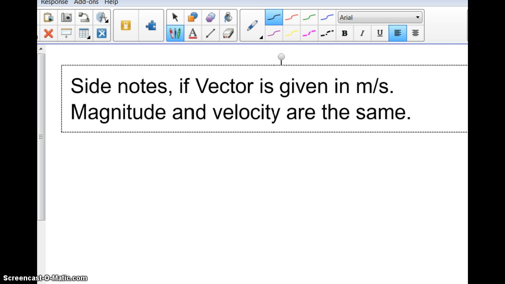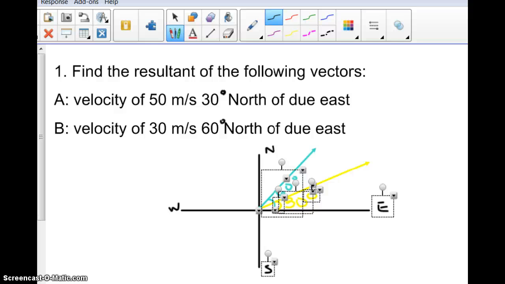The second slide here tells us that, on a side note, if a vector is given to us in the form of meters per second, then the magnitude and velocity are the same, because that is talking about direction and speed. So number 1, it says to find the resultant of the following vectors. The vector A has a velocity of 50 meters per second, and it is 30 degrees north of due east. Vector B has a velocity of 30 meters per second at 60 degrees north of due east.